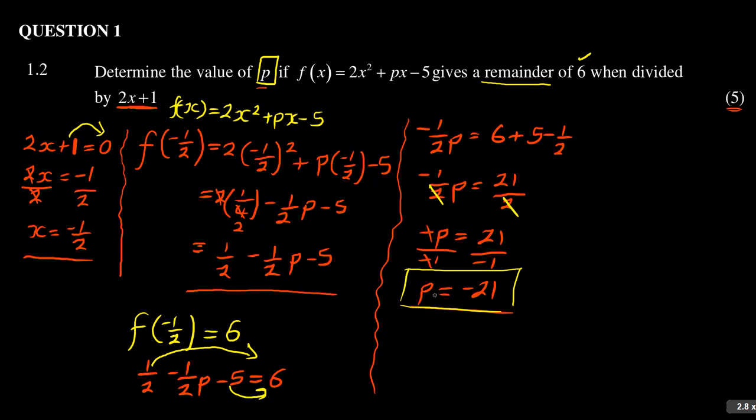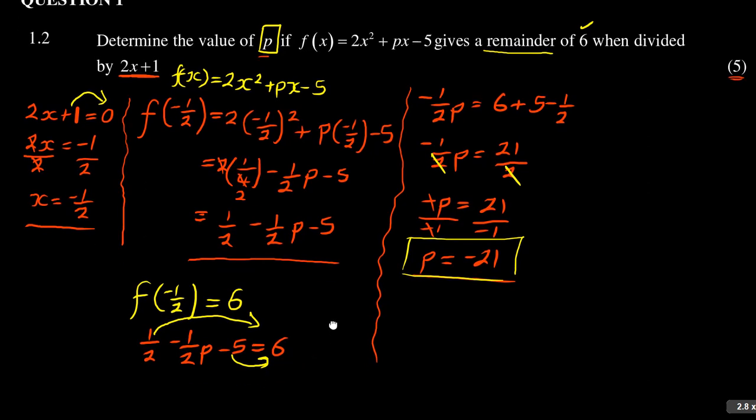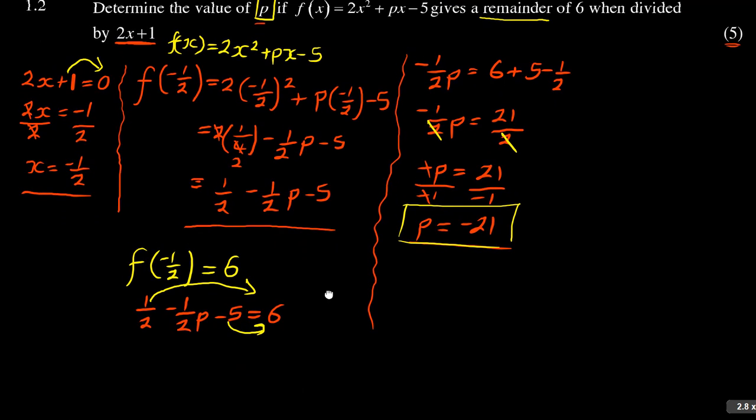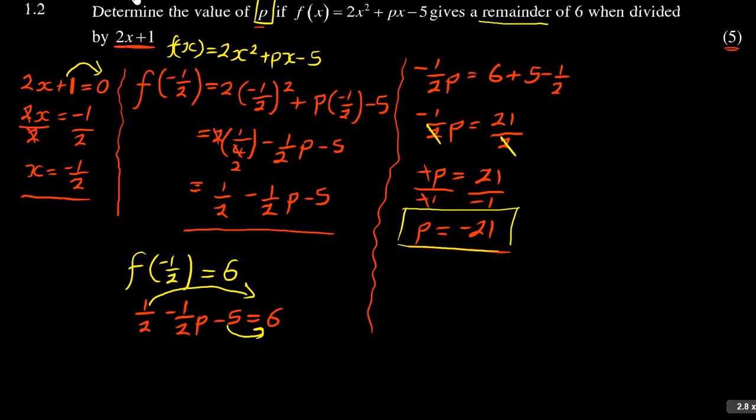And there is another approach which I don't advise, but it can actually be one way of approaching it. Remember, it says determine the value of p if f of x gives a remainder of 6 when divided by 2x plus 1. Maybe if I can rule off and use a different pen.